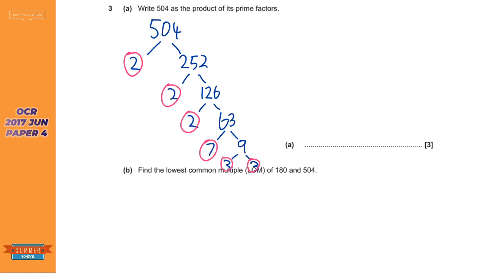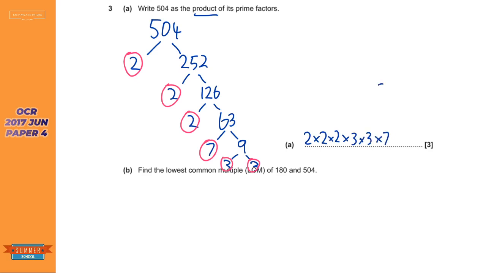Now it says to write our answer as a product of prime factors. The things that are circled in red are the prime factors, but when it says product, it means we have to times them together. So I always do them in order of size. 2 times 2 times 2 times 3 times 3 times 7.